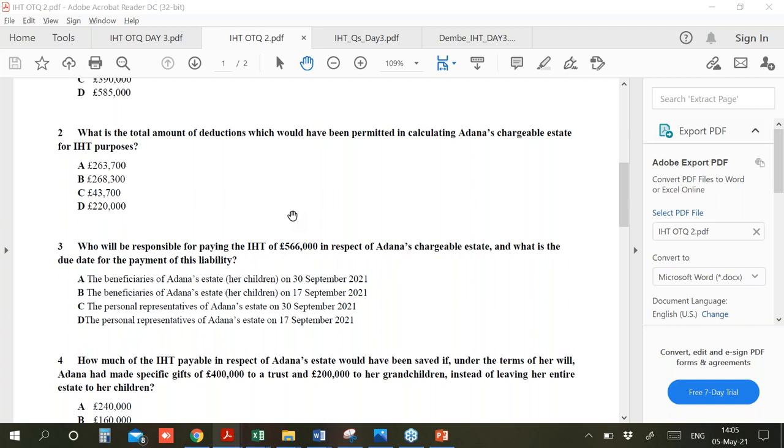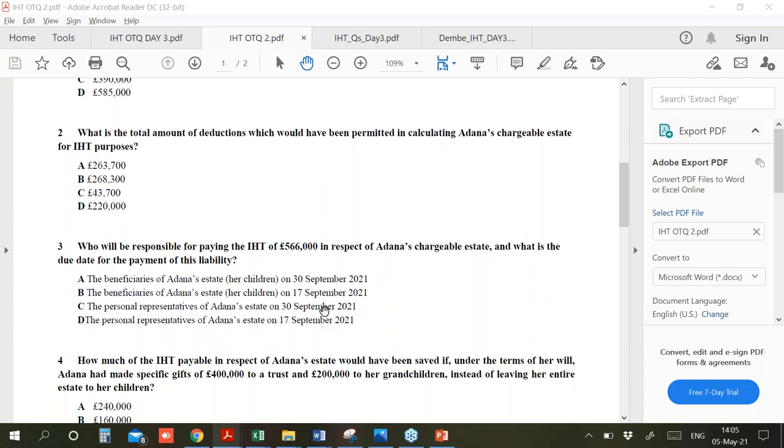The rule is standard that the IHT of the death estate is paid after the end of the month in which the person has died, and then you have to add 6 months to that. So 6 months after the end of the month in which the person has died. So we'll check on what date Adana has died. Then after ending that month, we'll add 6 months to that. Whatever the date is, that will be the date on which the IHT needs to be paid, and it will be paid by personal representatives. So A and B cannot be the answer because beneficiaries don't pay. C and D can be the correct answer, but we have to check on which date Adana has died in the question.